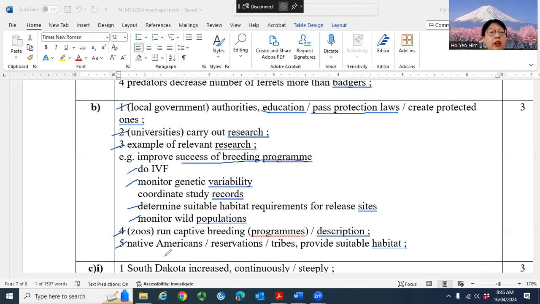Okay, so Native Americans, what do? Now, the question already said they have got the land, they got reserved land. Okay, so what do? They can provide the reserved land as a suitable habitat to release the animal to the wild. So this is what they can do, according to the question. So please, you need to see what the question is and answer the question.